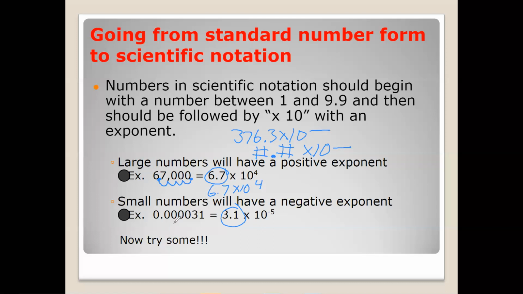Okay, with this one, you're going to take this decimal place, you're going to go 1, 2, 3, 4, 5. You end up with 3.1 times 10 to the negative 5th. A good rule of thumb for moving from standard into scientific notation is if you're starting with a big number, this exponent should be positive. If you're starting with a tiny number, this exponent should be negative. And that is specifically for moving from standard form into scientific notation.